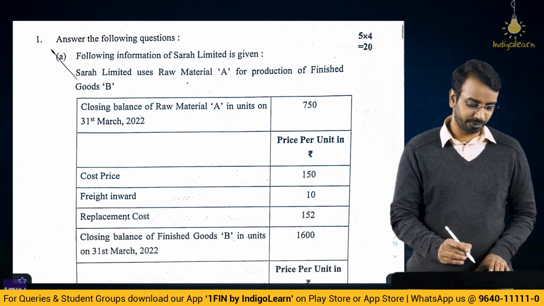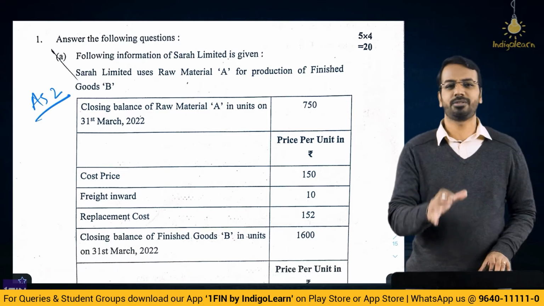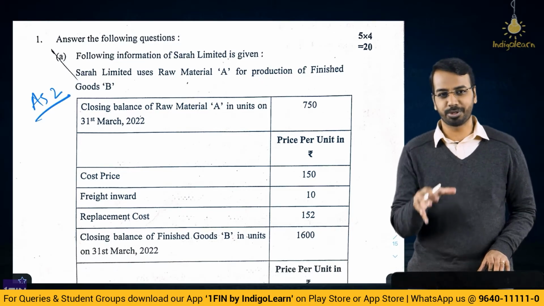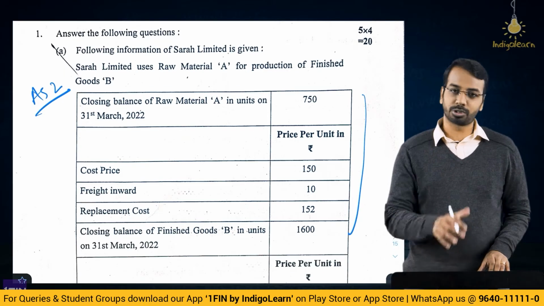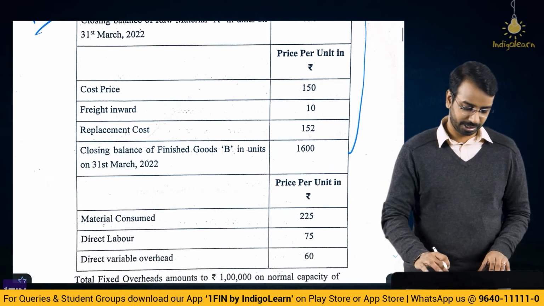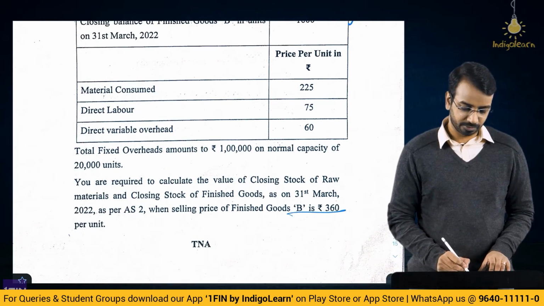So here, if you see the first question, the compulsory question, the first one is based on AS 2. Most of the time, this type of question appears in the examination. They sometimes change the numbers, they sometimes don't change the numbers, but most of the questions are of a similar pattern. In this case, right? So here, finished goods price has been given as 360.